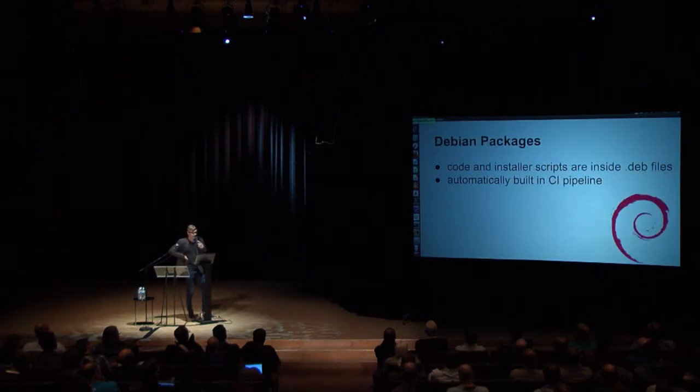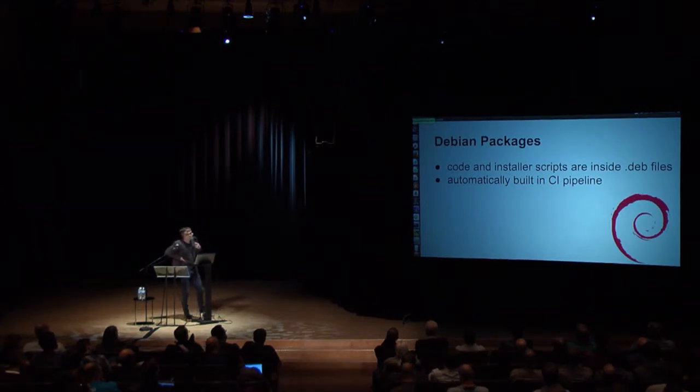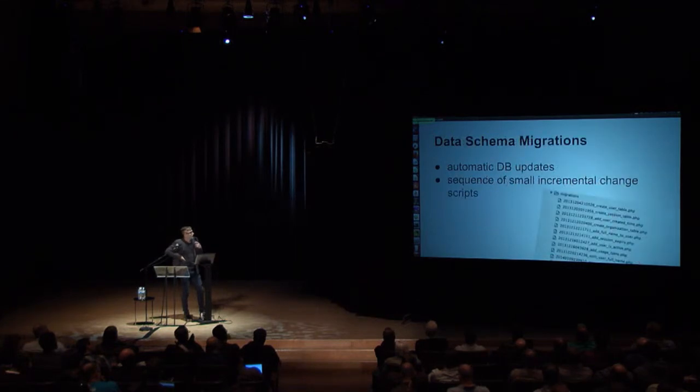The actual packaging strategy is very simple. We just use Debian packages. They bundle up the code and installer scripts. And of course, they're automatically built in our CI pipeline. We use Travis CI for building all this stuff. And we heavily rely on data schema migration.